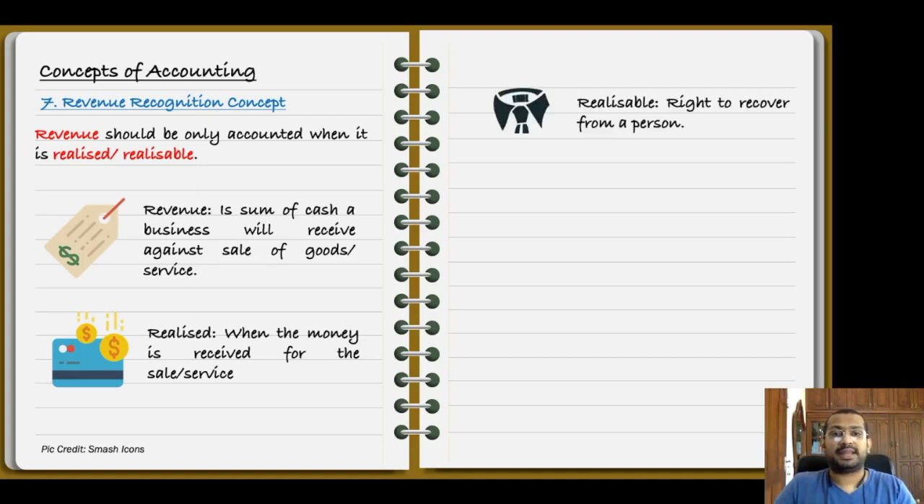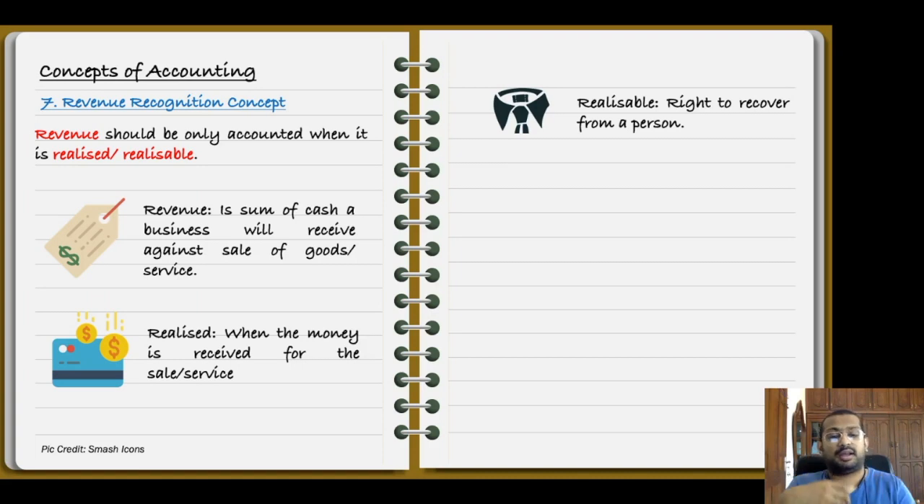Now realizable means the company has a right over the person to ask for money. That is, when I purchase something from a store and I have not paid the money, the store has a right to catch my collar and ask for the money. That's why I have put a collar picture there. That means the store has the right to ask money from me. So that means it is not realized. The company has made the sale, but the company has not realized the money, but the company has acquired a right to catch the collar of the debtor and ask for the money.